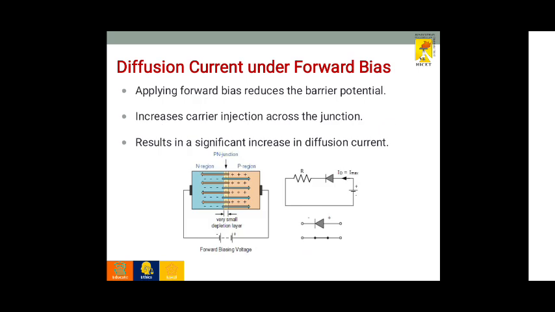Now the diffusion current under forward bias. So we know the forward bias: the P-type is positive and the N-type side is negative. Diffusion current increases because the applied voltage reduces the potential barrier, allowing more carriers to cross through it. So in this forward bias, as a result, a significant increase in the diffusion current takes place.